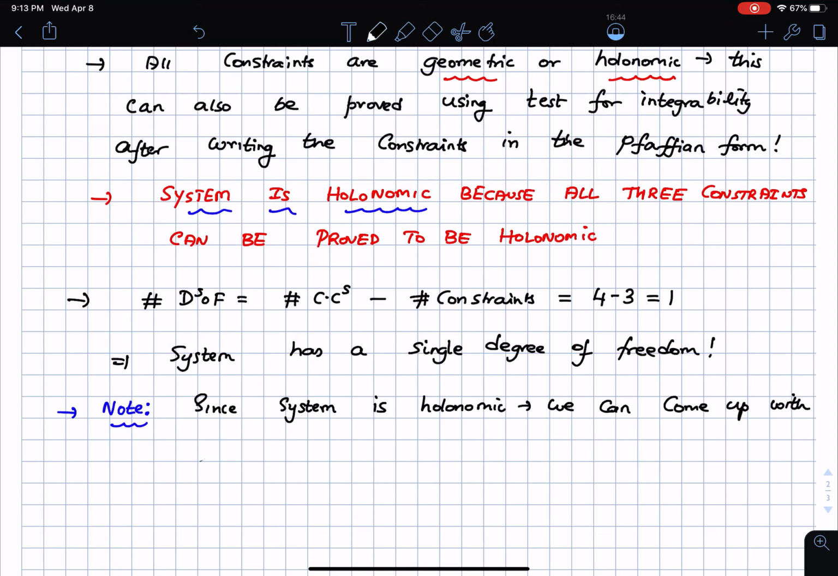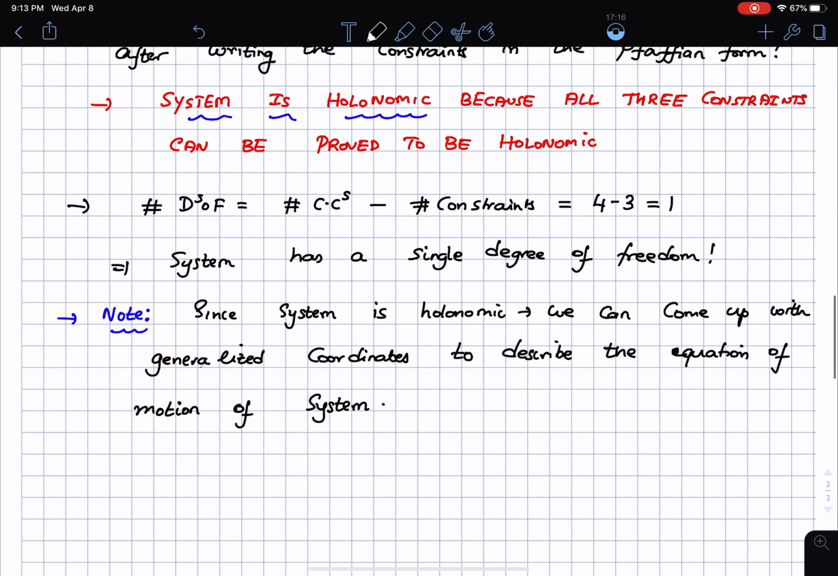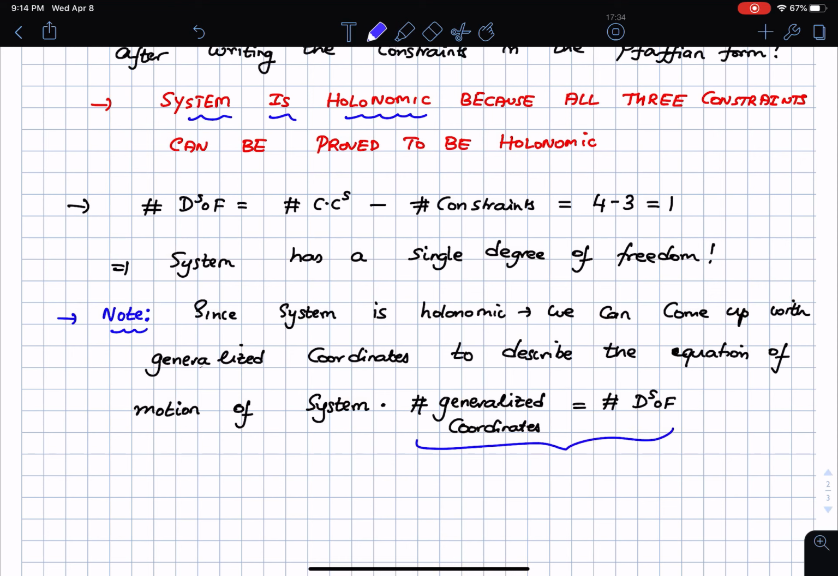Let me erase that and write it here. We can come up with generalized coordinates to describe the equation of motion of the system, and in this case the number of generalized coordinates is equal to the number of degrees of freedom. This is true for a holonomic system only. That is something to keep in mind all the time. All right, but I'm not going to be using that idea right now.